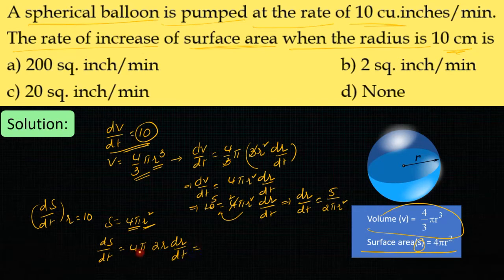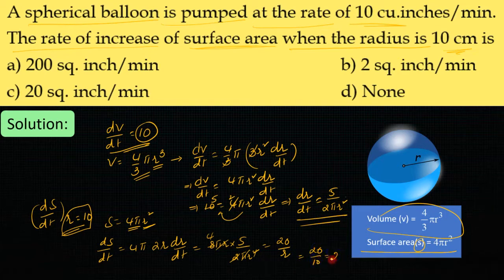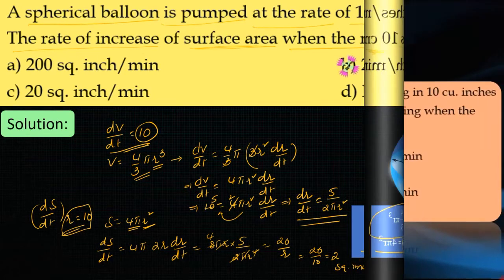This equals 4 pi into 2r, that is 8 pi r into dr by dt, which is 5 by 2 pi r square. Here 2 ones are 2, 2 fours are 8, pi r. Here pi gets cancelled. This equals 5 into 4, that is 20 divided by r. Now substitute r equal to 10. We get this equals 20 by 10. This equals 2 square inches per minute. Therefore, the answer is option B.